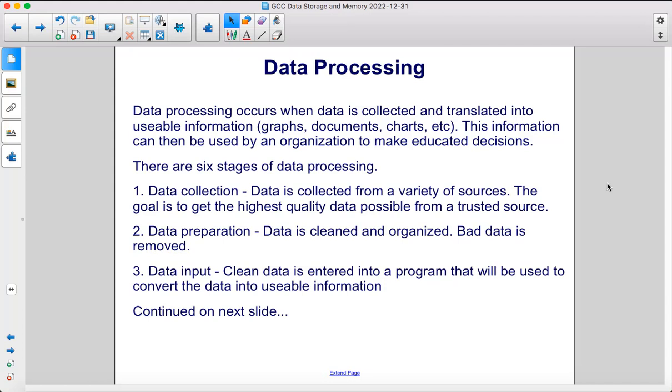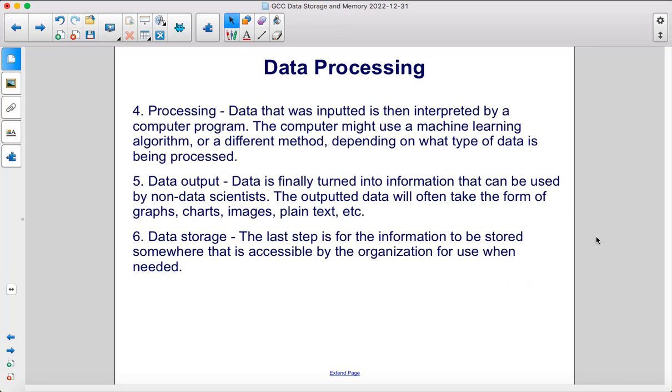The second stage is data preparation, where data is cleaned and organized. Bad data is removed. The third stage, data input, where clean data is entered into a program that will be used to convert the data into usable information.